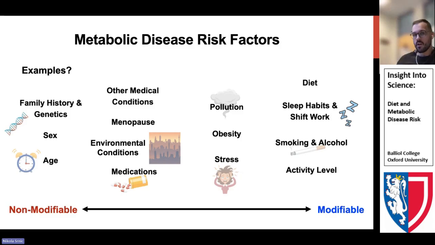But even if there are risk factors that we can't change, like someone's genetics or their age, these are still really important to know because it gives us an idea of a person's baseline level of risk. Because if we know that someone has a very high baseline level of risk, we might give them medications earlier on than if someone has a lower baseline level.